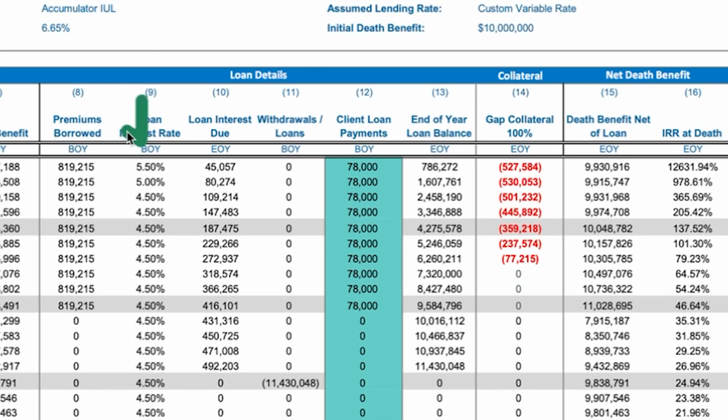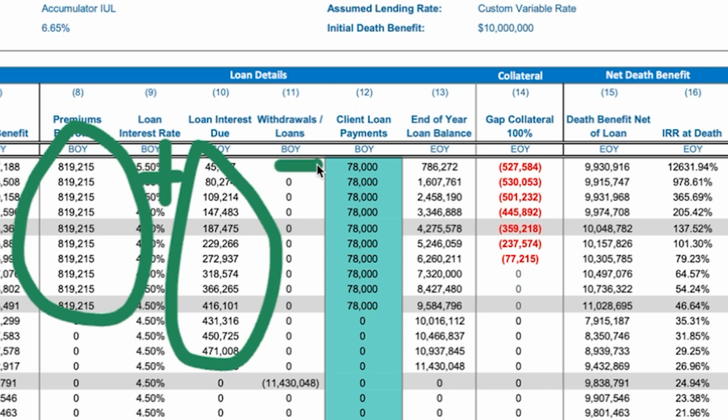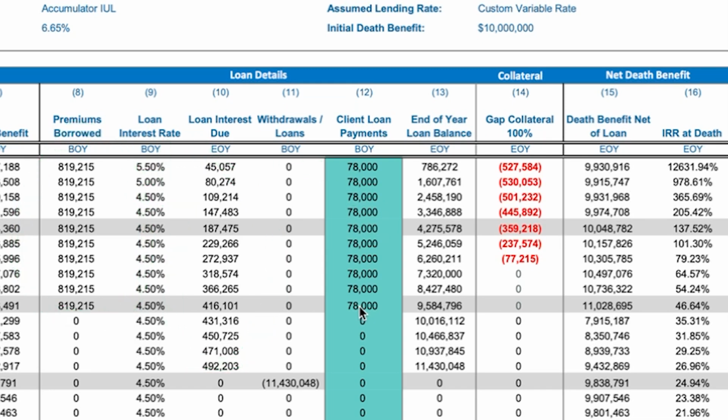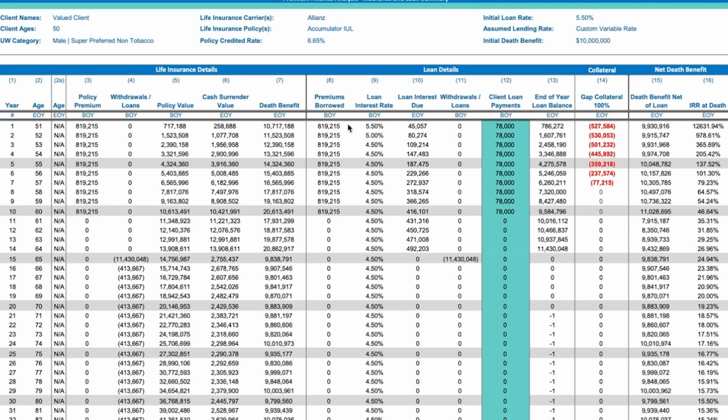Here we've got the projected interest rate, just from an illustrative perspective, and then the total amount of interest due on the outstanding balance. In column 12, we have you making an out-of-pocket payment of $78,000 a year. So the way the math works is the premium is borrowed, plus the interest is borrowed, minus what we're projecting you pay, $78,000 a year for 10 years. That's a far cry from $300,000 a year for 10 years. That equals an outstanding loan balance, and this is that non-personal guarantee, non-recourse amount.